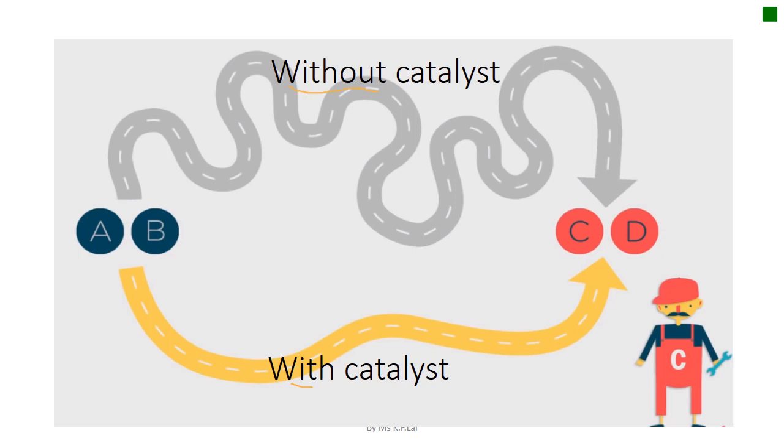So what's the difference between a chemical reaction with a catalyst or without a catalyst? You see from this diagram as an analogy. With catalyst, it will provide a shorter pathway, which is an easier pathway for the substrate AB to become the product. Without catalyst, you will see that the pathway is much longer, which requires more energy for the reaction to complete.